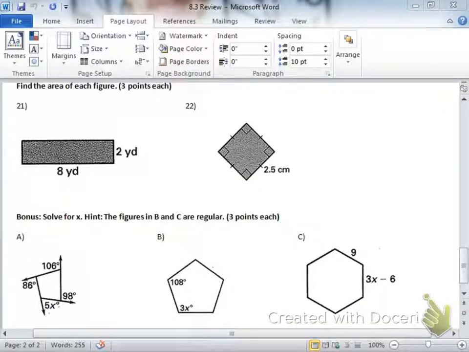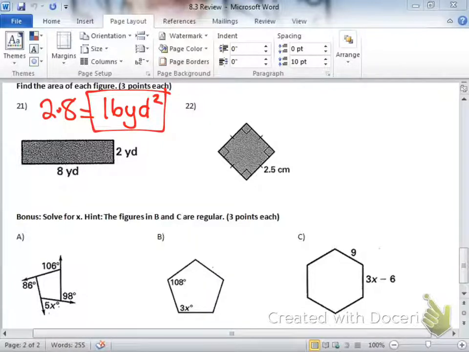When you are finding area, you're doing length times width, so 2 times 8 equals 16. We're talking about area, so put a little square on the units. Number 22, though, I only see one number, so what should I do on 22? That if you multiply it by 4, that would find the perimeter. We want to find the area.